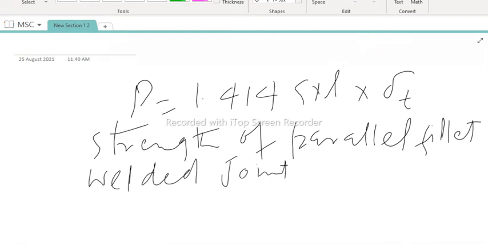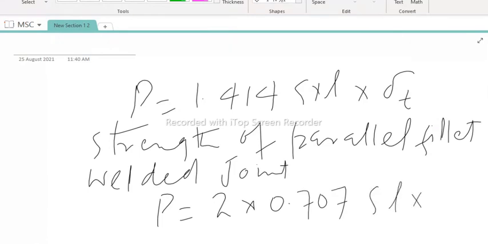Previously we covered the transverse flat welded joint. Now we have the parallel flat welded joint. The difference is that the transverse flat weld joint is for tensile strength, and these parallel flat weld joints are designed for shear strength. So A will be the same. Only the difference is that P will be, for a parallel flat weld, 2 into 0.707 SL. Now we won't write sigma T, we will write tau.